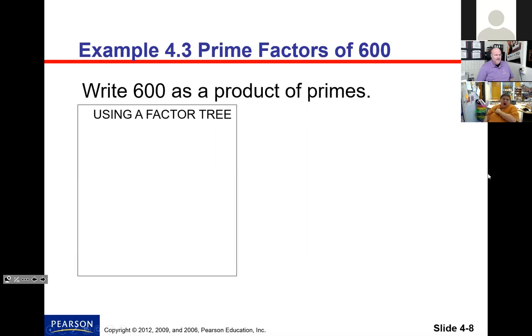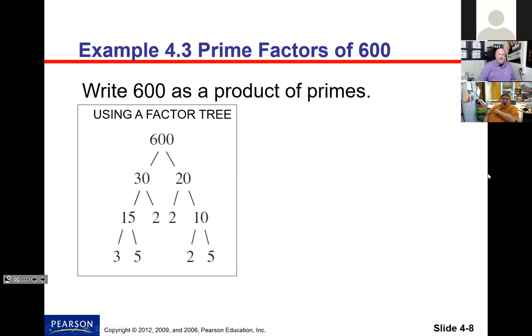So this one, factor tree, you can break it down this way. 30 and 20, the 30 breaks down to 15 and 2, 15 breaks down to 3 and 5. On the other side, 20 breaks down to 2 and 10, and then 2 and 5. Like I said, there's multiple ways to do that. You could do it completely different if you wanted to. You could break it down to 2 and 300 and then work the 300 side and keep doing it that way.